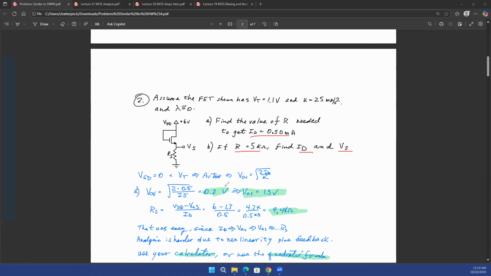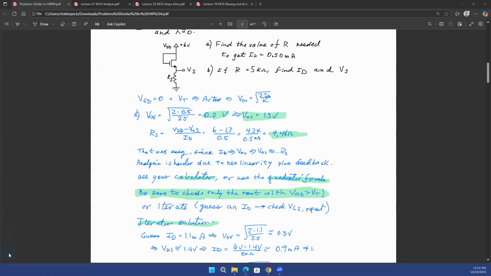So if you're trying to use this particular equation, you're kind of in a loop, you cannot actually find out what is your ID and what is your Vs. So your VOV is also unknown. Everything seems to be an unknown here. But the way that you can still solve it is called an iterative process, where you can assume a solution.